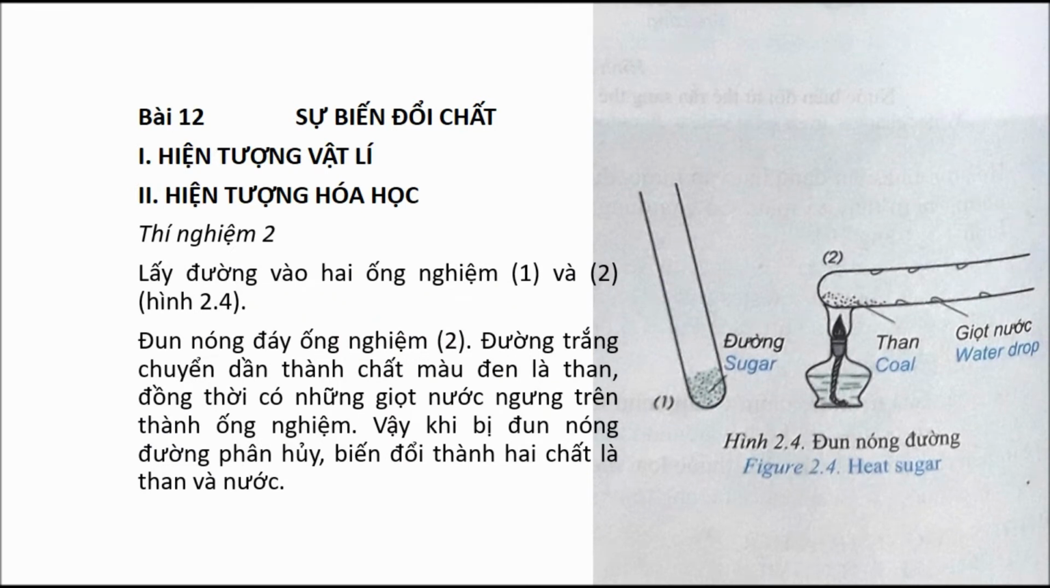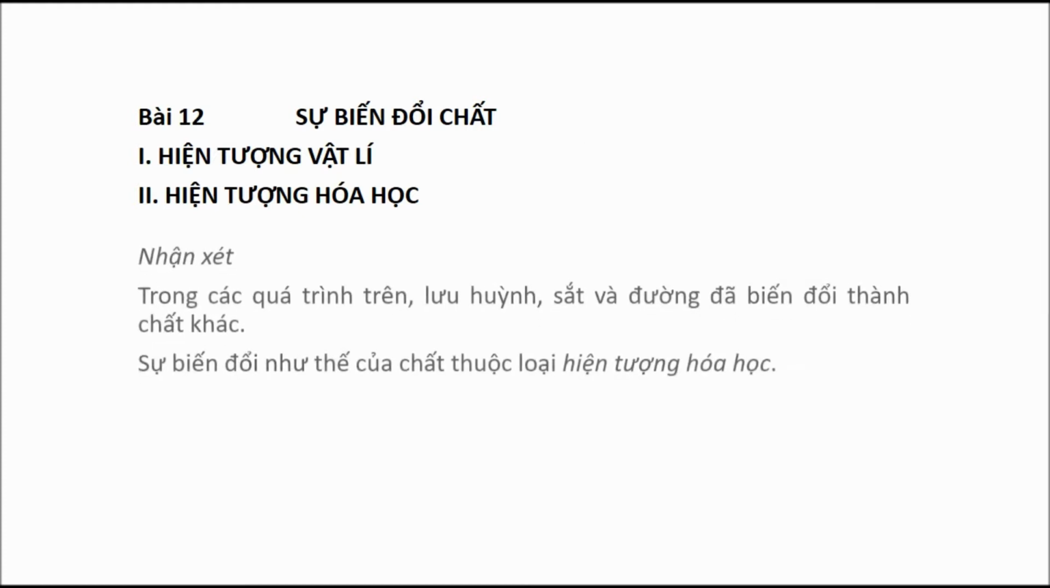Experiment 2. Transfer sugar into two test tubes 1 and 2, figure 2.4. Heat the bottom of test tube 2. White sugar changes into a black substance, which is coal, and there are droplets of water condensed on the wall of the test tube. Thus, when heated, sugar decomposes, changing into two substances, coal and water.